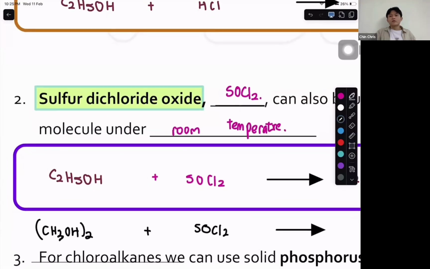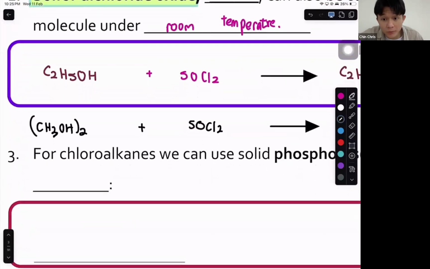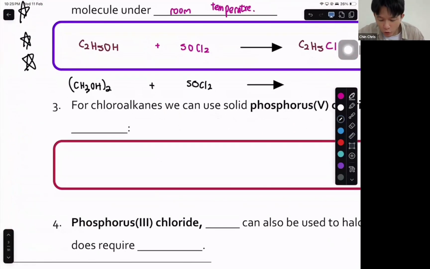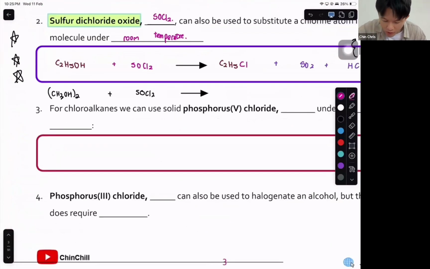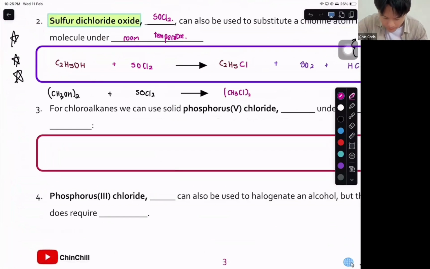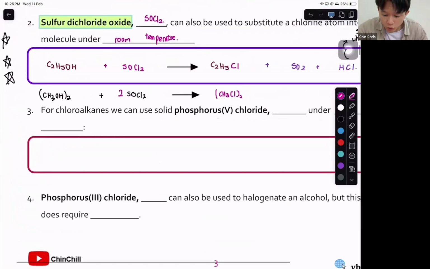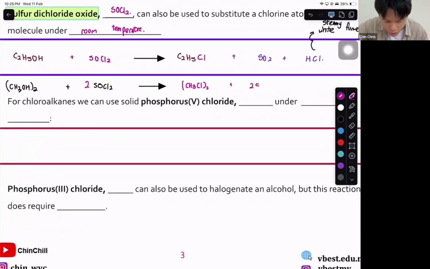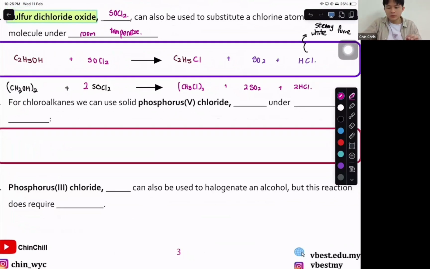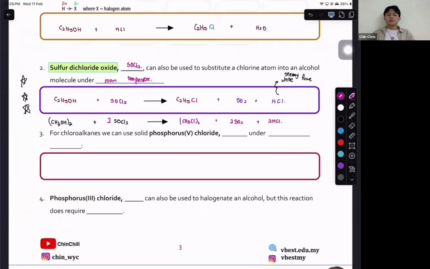Alright guys, you see, for this reaction, 2OH will be substituted. So 2OH will be substituted to turn into a CH3Cl2. And you need 2SOCl2. 2SO2 is formed. 2HCl is formed. That's it. You just have to balance the equation by adding everything by a 2. That's it.